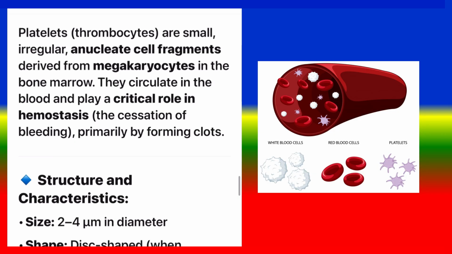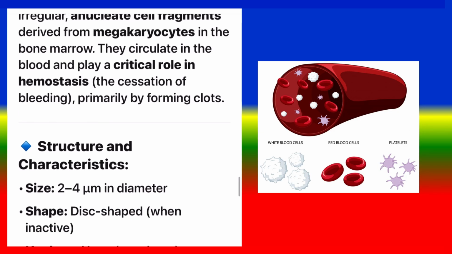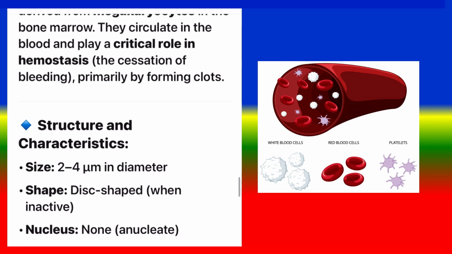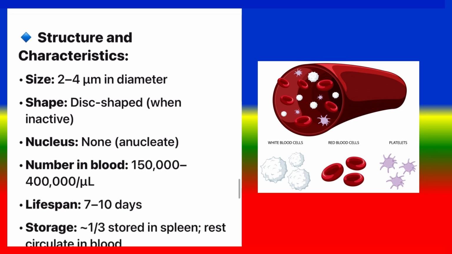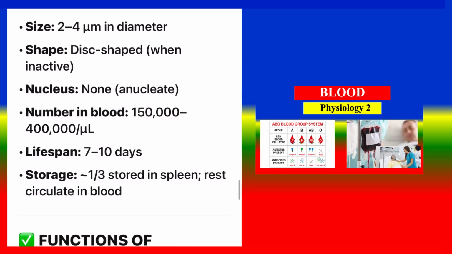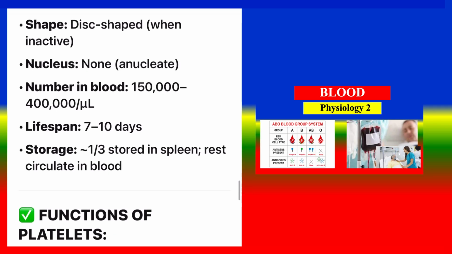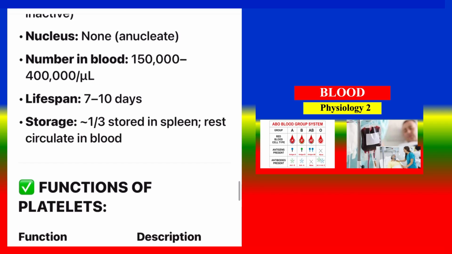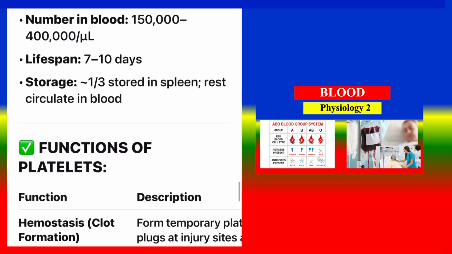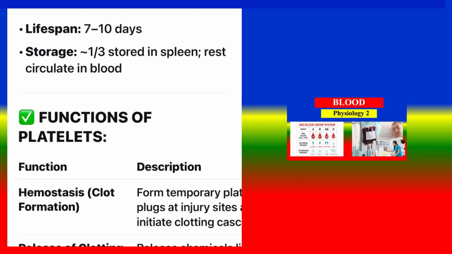They circulate in the blood and play a critical role in hemostasis, the cessation of bleeding, primarily by forming clots. Structure and characteristics: size, 2 to 4 micrometers in diameter; shape, disc-shaped when inactive; nucleus, none, enucleate; number in blood, 150,000 to 400,000 platelets; lifespan 7 to 10 days; storage, up to 1/3 stored in spleen; rest circulate in blood.